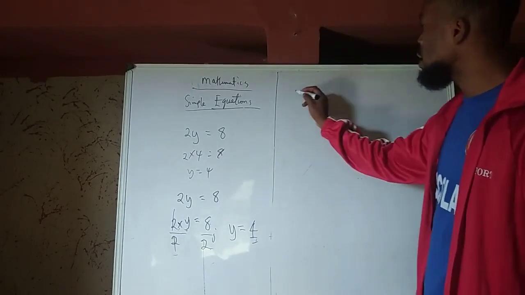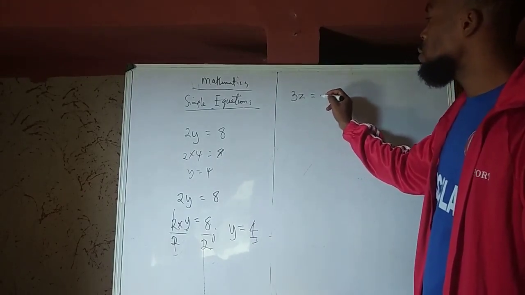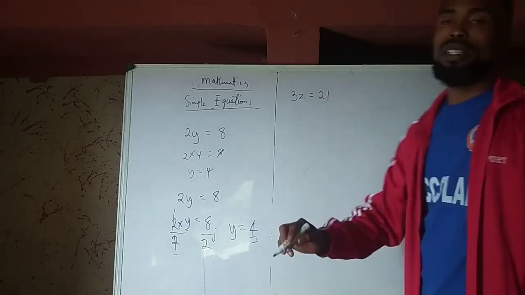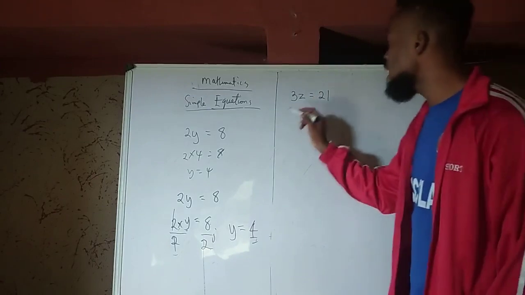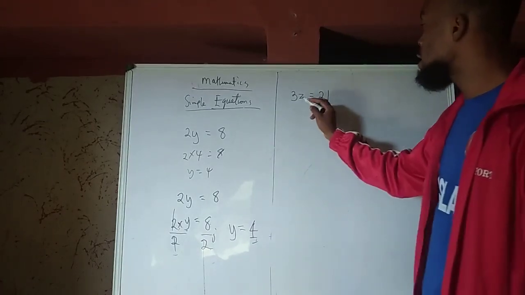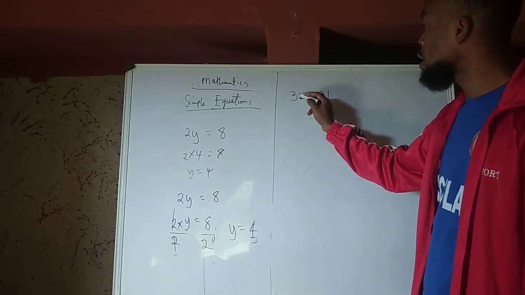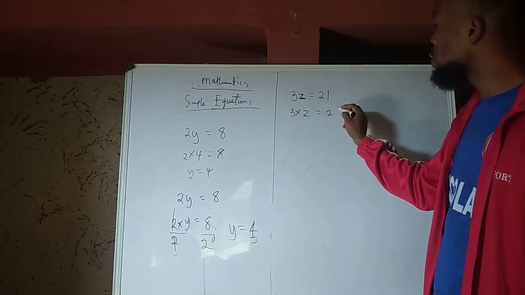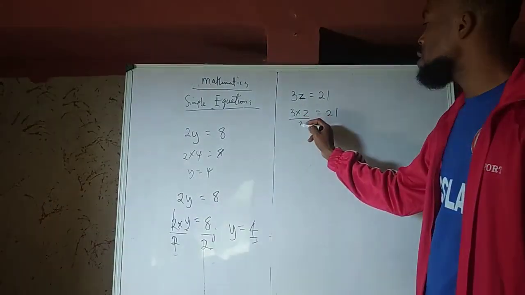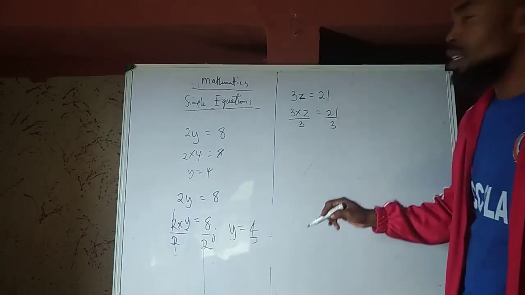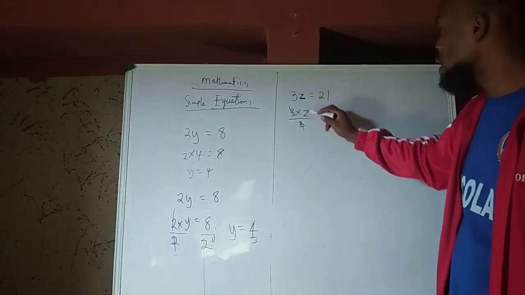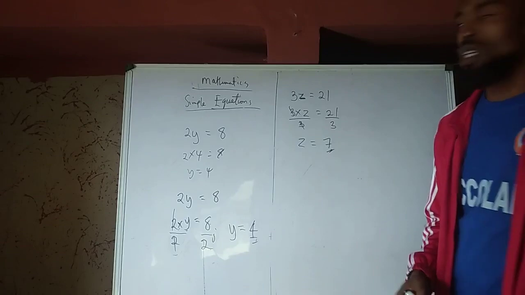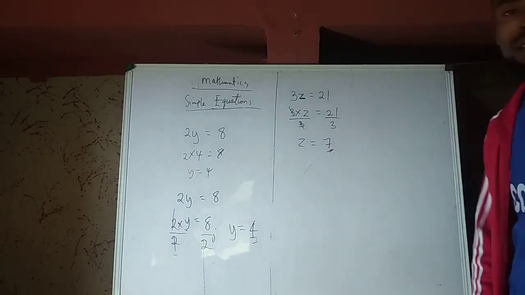So let's also look at 3z equals 21. 3 of z equals 21. So how do we get z now? Remember that this is multiplication, like saying 3 times z equals 21. So what do we do now? We divide both sides by 3. When we divide, 3 divided by 3 is 1. 1 times z equals 21 divided by 3, which is what? 7. So that's how this works.